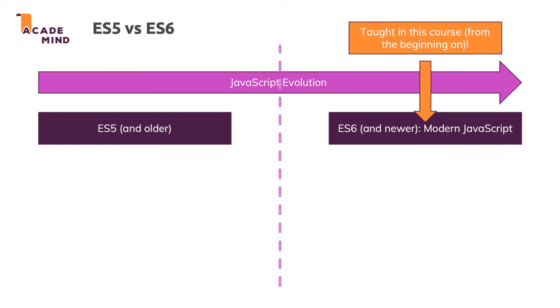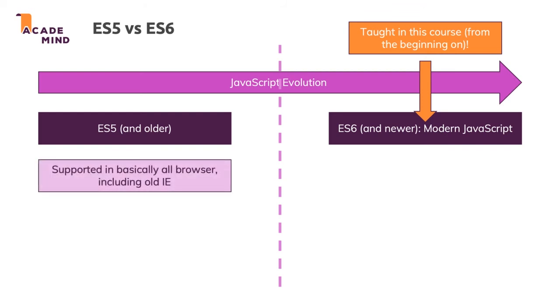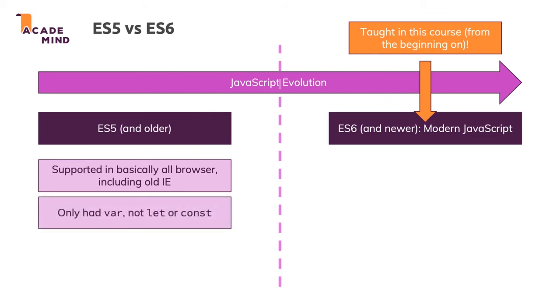And again, in this course we only use this modern JavaScript syntax so that you learn the latest version of JavaScript. Now, as I mentioned, the ES5 and older versions of course have great browser support, including old versions of Internet Explorer, because these versions have been around for much longer. But for example, one major difference, which I'll come back to in the next lectures, is that in ES5 and older, we only had a var keyword for creating variables and not let and const.